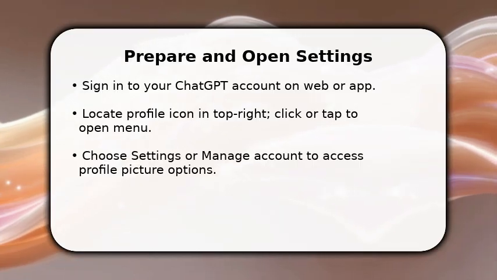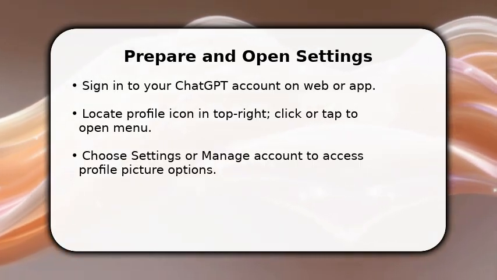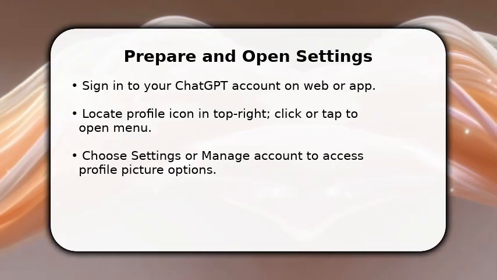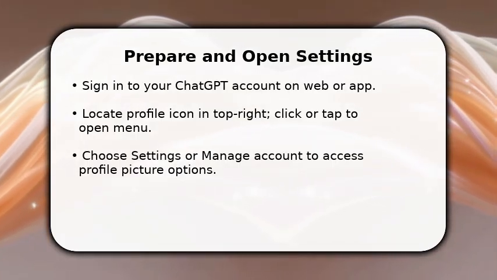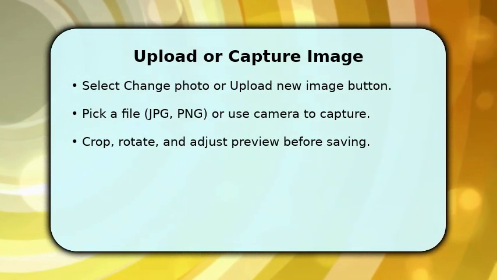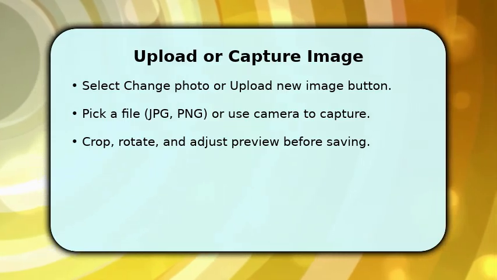If you're on mobile, have the image ready in Photos. On desktop, open the folder containing the image. This gets you to the exact controls for changing the picture. Now choose Change Photo or Upload New Image and decide whether to pick a file or capture a fresh photo.